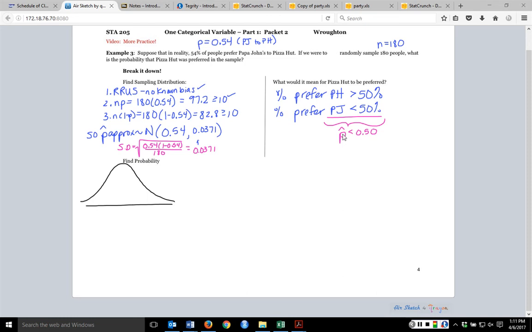We start by drawing our basic picture using just the mean and standard deviation we found in the sampling distribution. Our mean is at 0.54, and as we go to the left we subtract off 0.0371. We get 0.5029, 0.4658, and 0.4287. And we add it going up in the other direction.